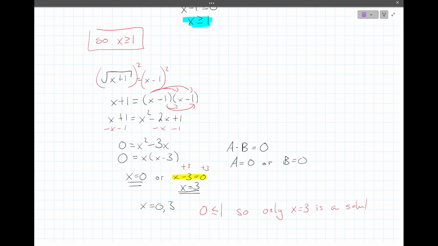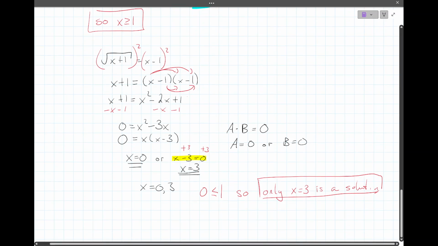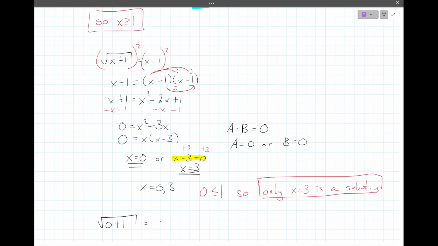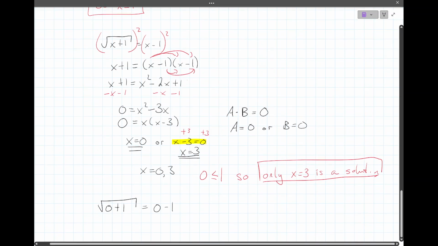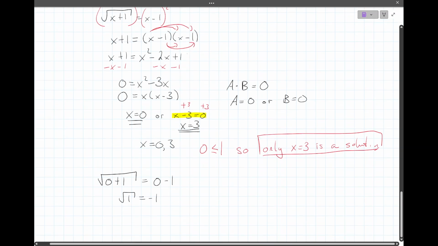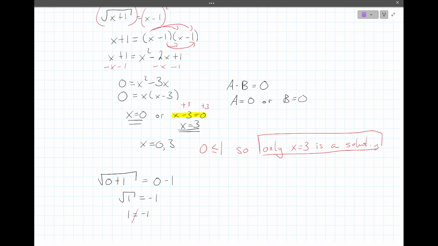Because if we put 0 in, let's see what happens, because I don't think anything nice is going to happen. What we're going to get is the root of 0 plus 1 equals 0 minus 1, and we're going to get the root of 1 equals negative 1, and that's just not going to work, right? Then we'll just get 1 equals negative 1, and that's just not true. Let's try our other solution. So this was try x equals 0, just to show that it's not a solution we can use.